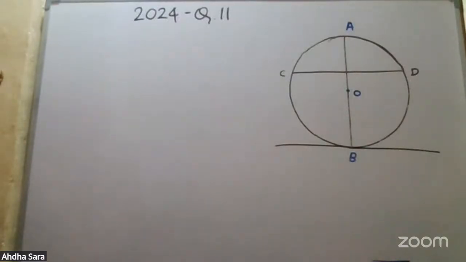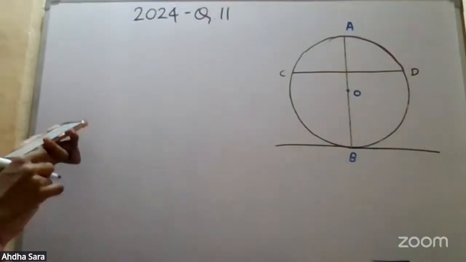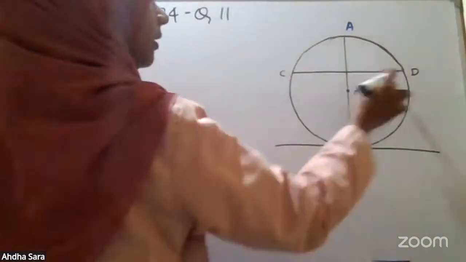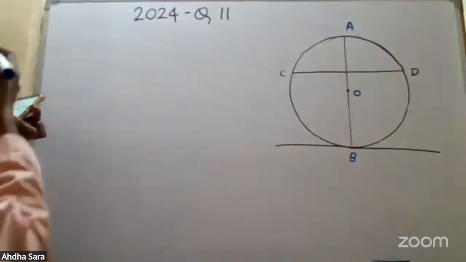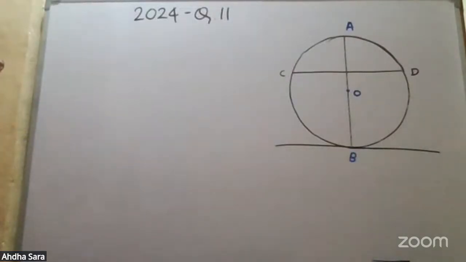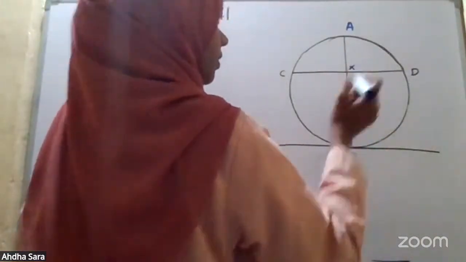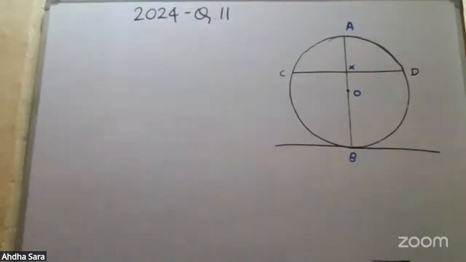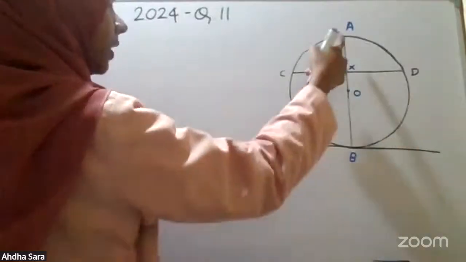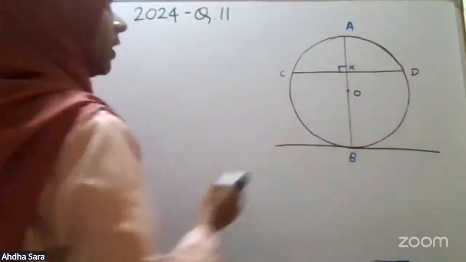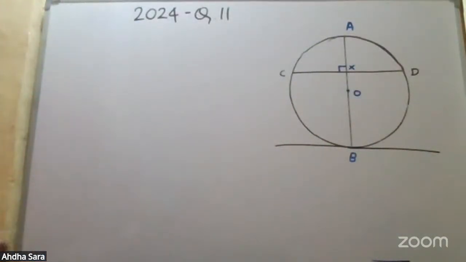And CD is a chord which is bisected at X by AB. The chord CD is bisected at X. So here the chord CD is bisected by the diameter AB, so you get a 90-degree angle here.